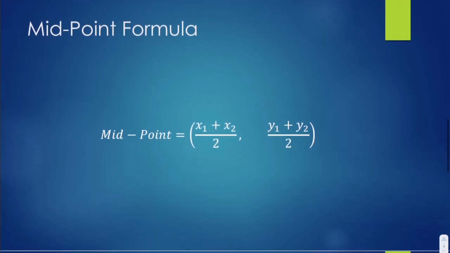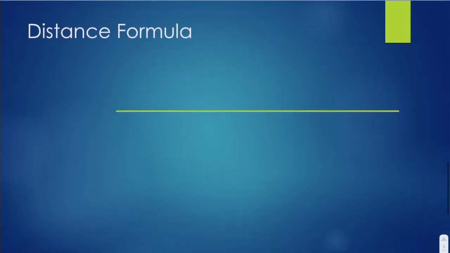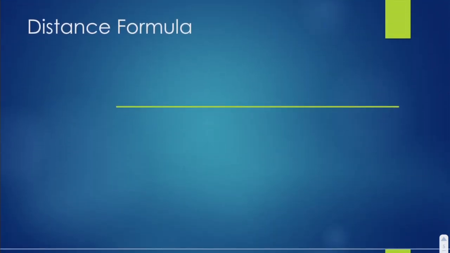So in summary, the midpoint formula simply is: the midpoint is equal to (x1 plus x2 divided by 2, comma, y1 plus y2 divided by 2). That's the midpoint formula. You may have seen that before, but I just wanted to make sure that I taught that clearly. All right. So now the next thing to do is to talk about the distance formula.